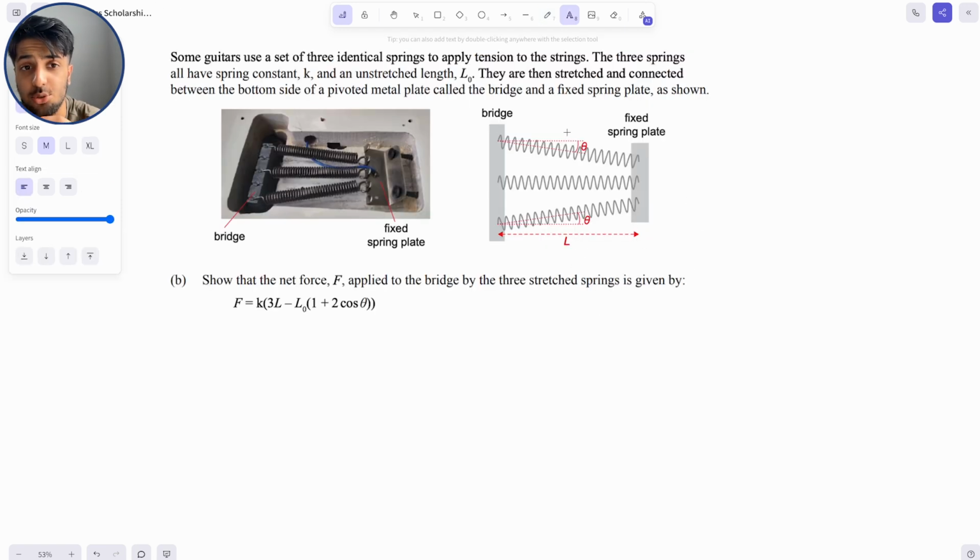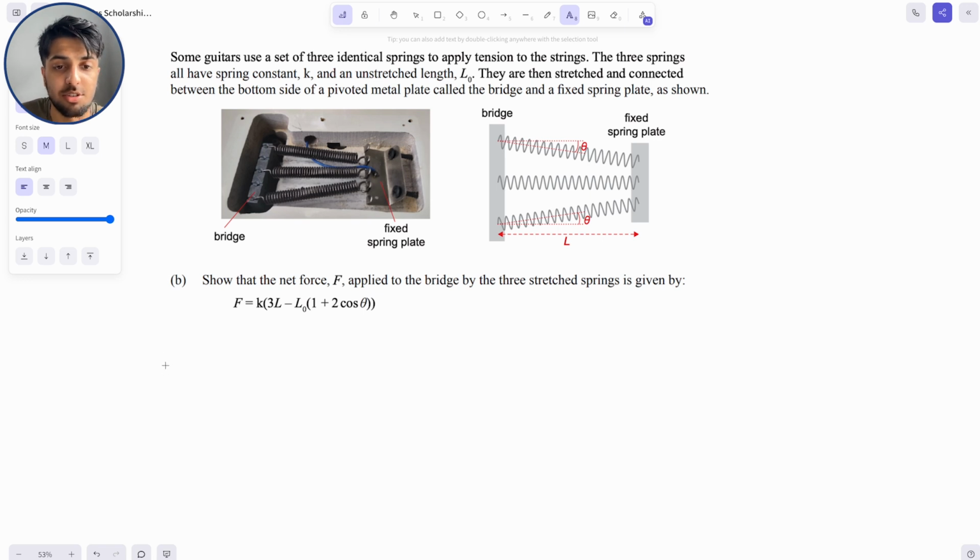So some guitars use a set of 3 identical springs to apply tension to the strings. The 3 springs all have a constant spring constant of K and an unstretched length of L0. They're then stretched and connected between the bottom side of the pivoted metal plate called the bridge and a fixed metal plate as shown. Show that the net force applied onto the bridge by the connected 3 stretched springs is given by that equation there.